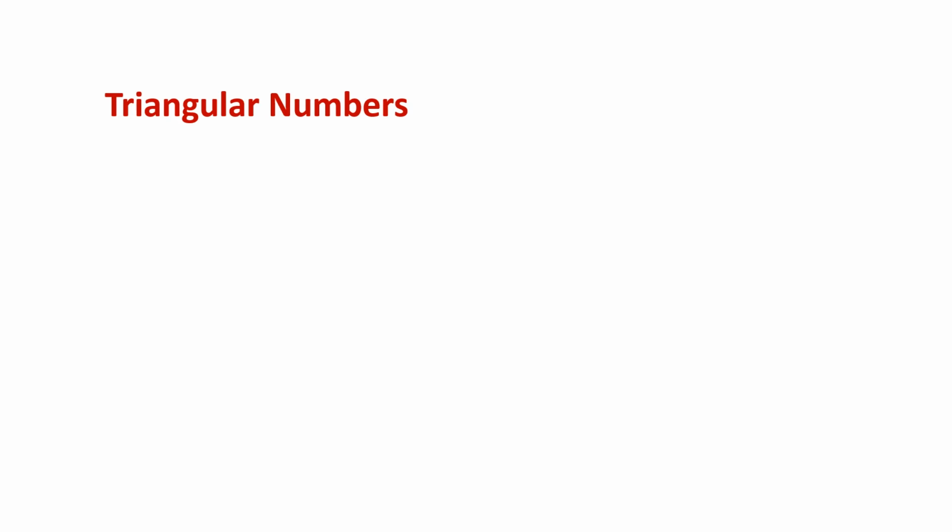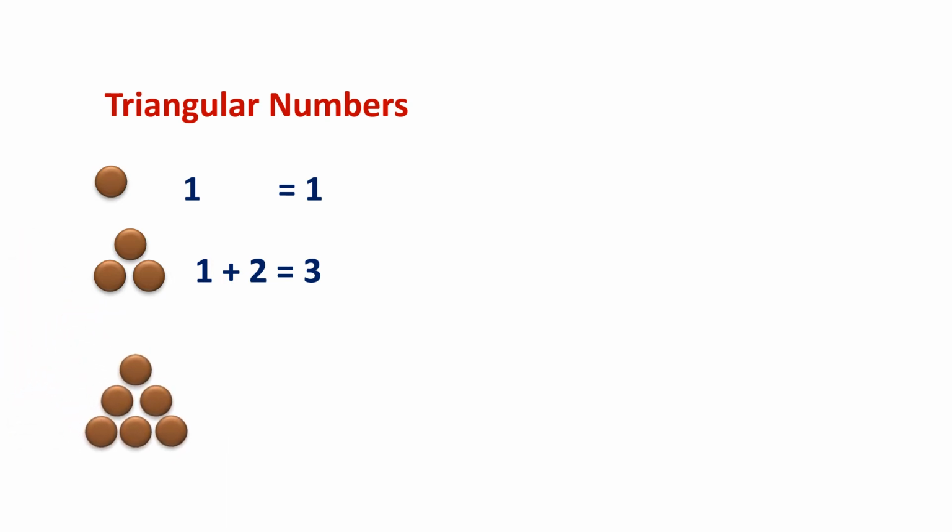Right. Now next we'll see how to construct the triangular numbers easily. Now my first triangular number is 1. So for 1, I'm going to add 2. So 1 plus 2 is 3. That is my second triangular number. Then I have got 1 plus 2. For that I'm going to add 3. So 1 plus 2 plus 3. The answer is 6. So 6 is my third triangular number.